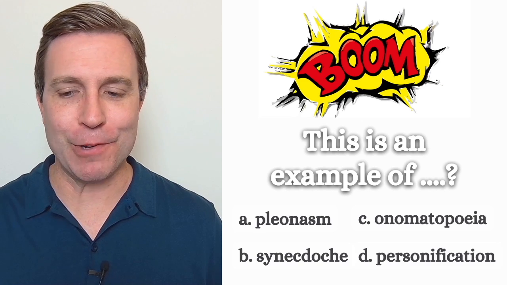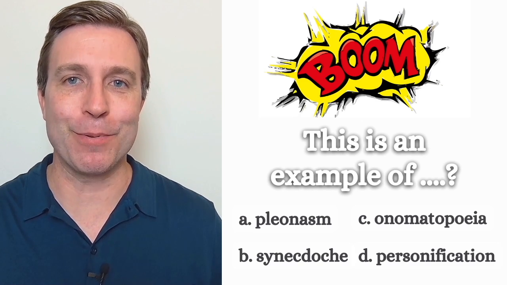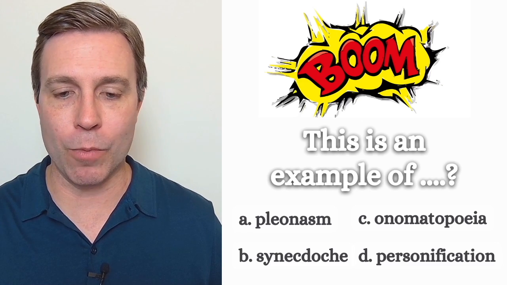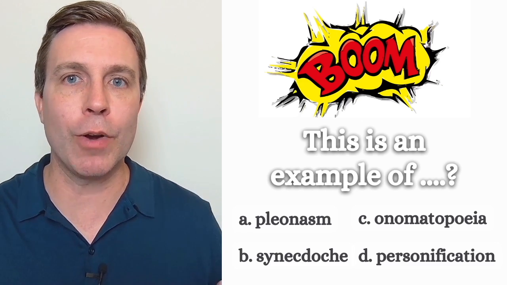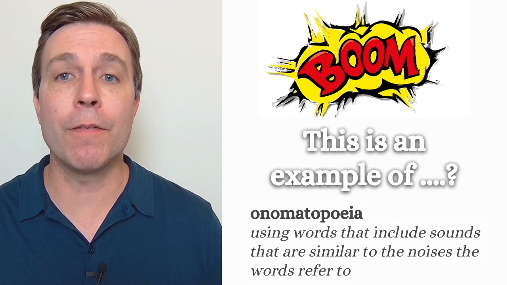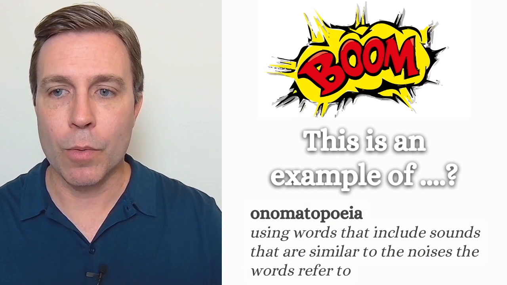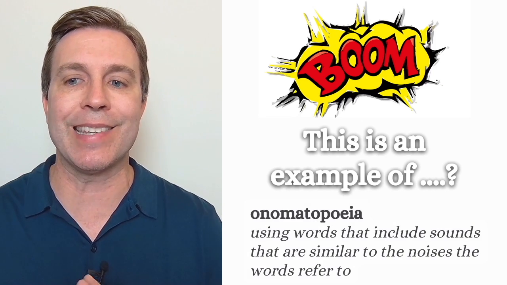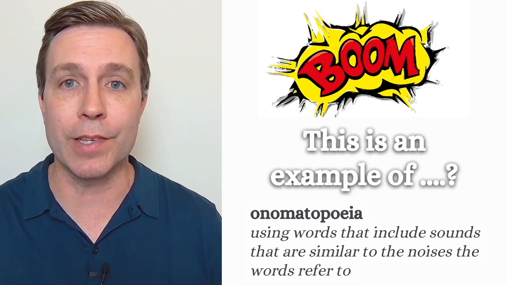I don't want to go through each one because I'm going to bring some of these back up in just a little bit. But if I say a word like boom, crack, bang, splash, those are examples of onomatopoeia. This is when you use words that represent sounds, and they're similar to noises.